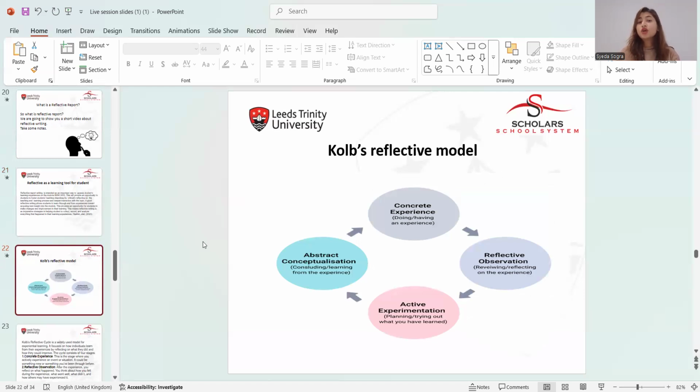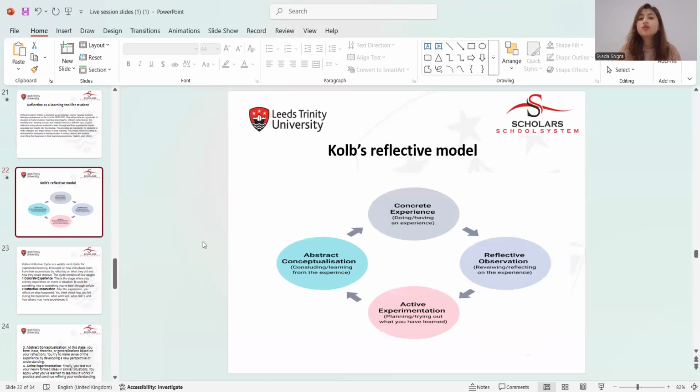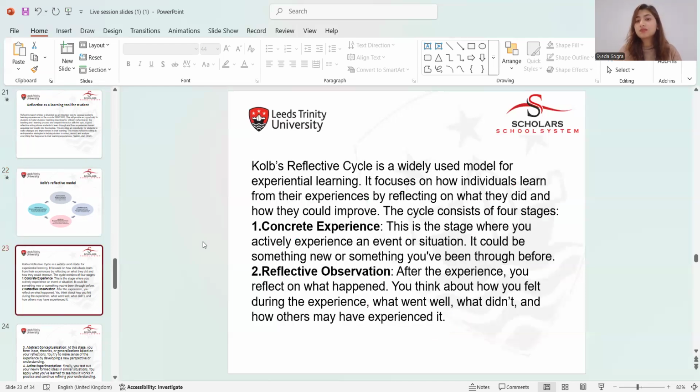So let's start with Cope's reflective model. Cope's reflective model has 4 stages, starting with a concrete experience, which speaks about doing and having an experience. Then moving forward, we have reflective observation, which is about reviewing and reflecting on the experience. Then we have active experimentation, which is planning and trying out what we have learned. And then we have abstract conceptualization, which is consolidating and learning from the experience.